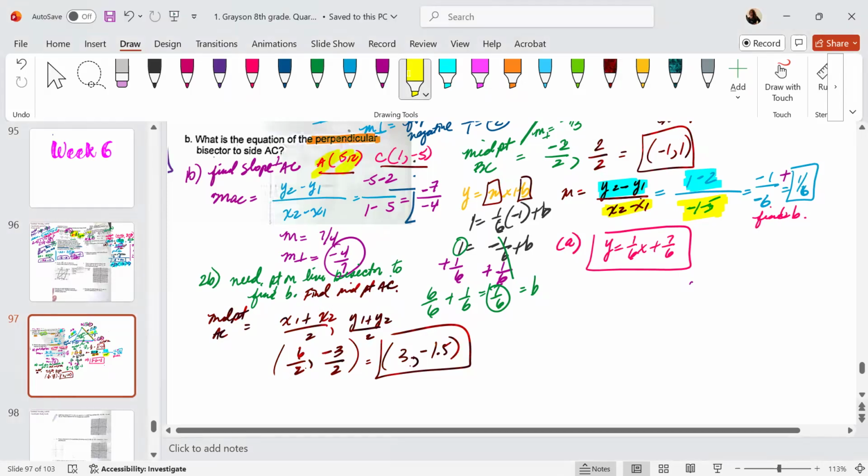These are the 2 points. Do you see that? You're finding the midpoint of AC. 5 plus 1 is 6. 6 divided by 2 is 3. Do you see that? 2 plus -3, -5 is -3. -3 divided by 2 is -1.5. Do you see that?